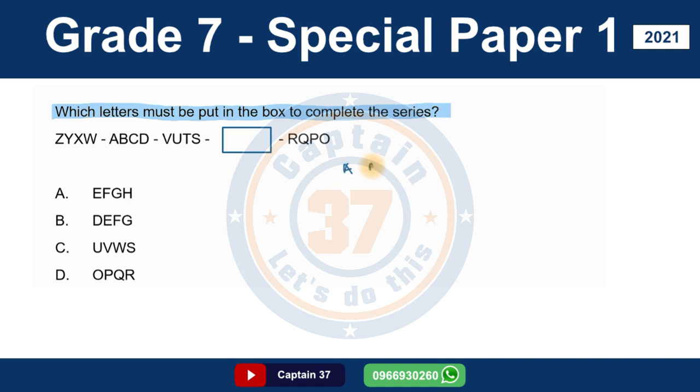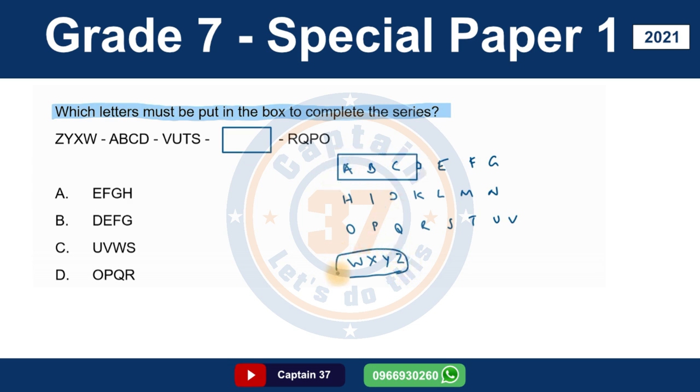A, B, C, D, E, F, G, H, I, J, K, L, M, N, O, P, Q, R, S, T, U, V, W, X, Y, Z. The first letters you can see here are Z, Y, X, W, so it's these ones written in reverse. Then the second one is A, B, C, D. The next letters are V, U, T, S, like this.